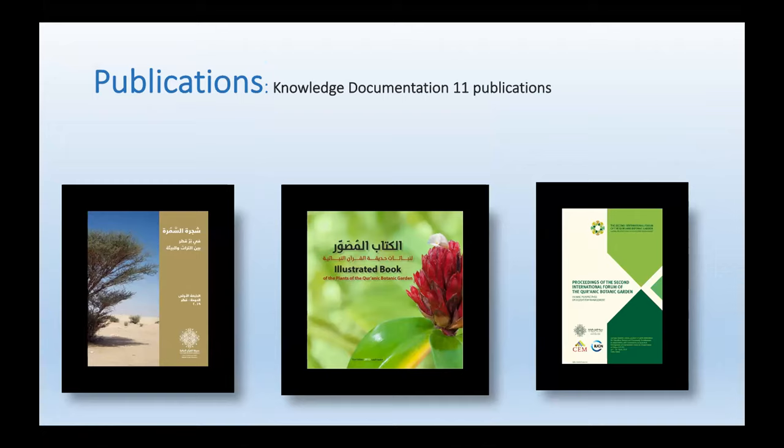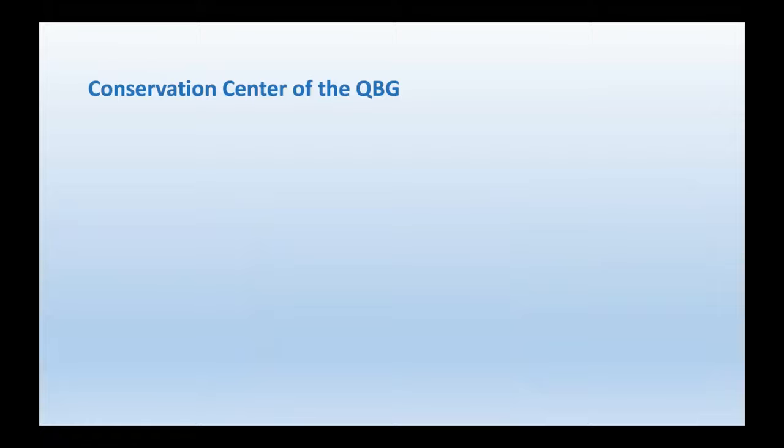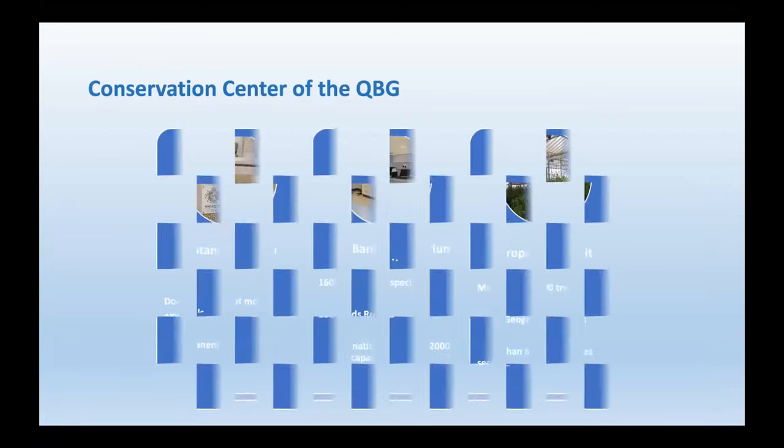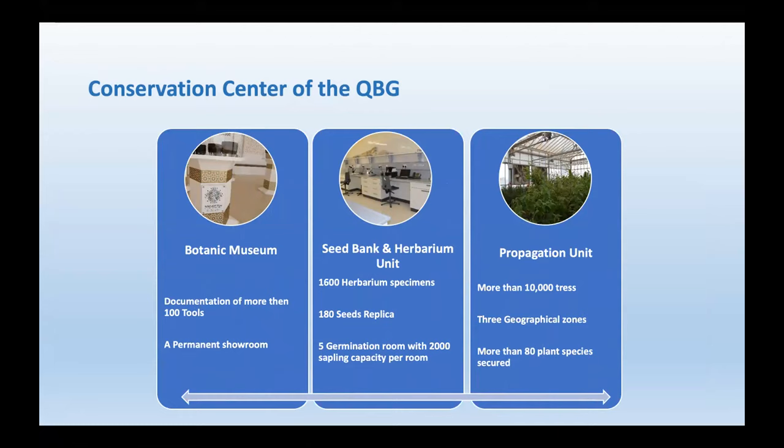The Qur'anic Botanic Garden has issued about 11 publications targeted at children, adults, and scientists. The conservation center of the Qur'anic Botanic Garden, the ex situ conservation, consists of three units. The botanical museum, where we documented over 100 objects and tools, as well as a permanent showroom, and the seed bank and herbarium unit, where we accomplished 1600 herbarium specimens and 180 seed replicas. Also 2000 saplings propagated in 5 germination rooms.